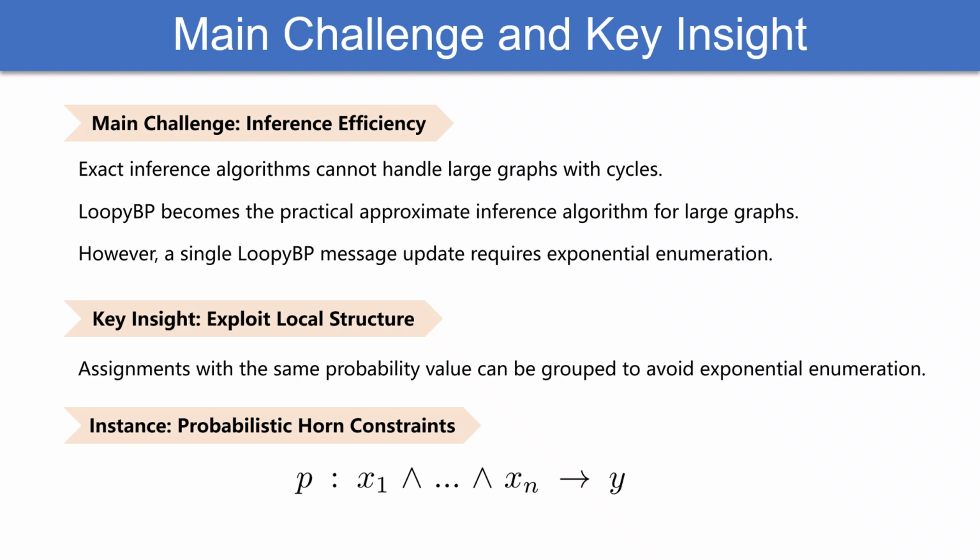Many assignments with the same probability value can be grouped to avoid exponential enumeration. For example, the widely used probabilistic Horn clauses indicate that if all x on the left are true, there is a probability p to deduce y. We can use local structures to make efficient inference on probabilistic Horn clauses.